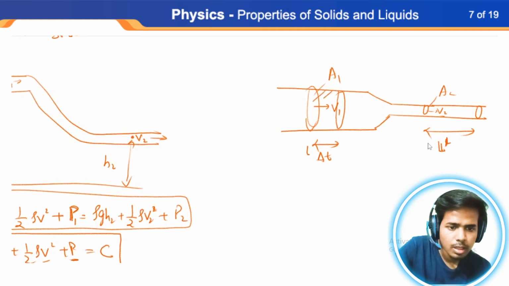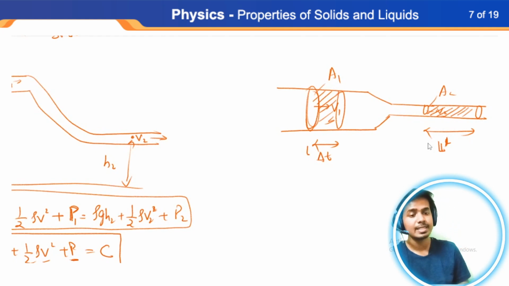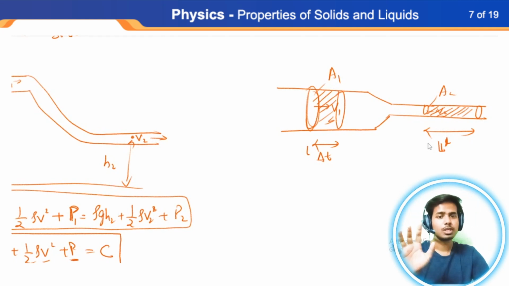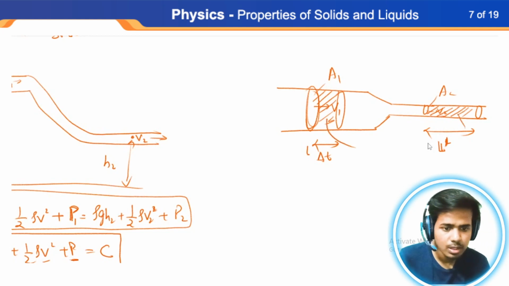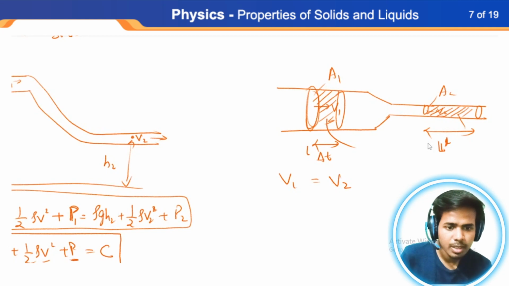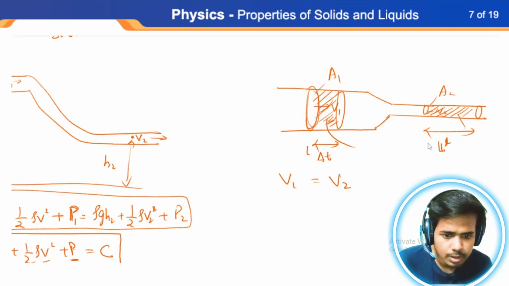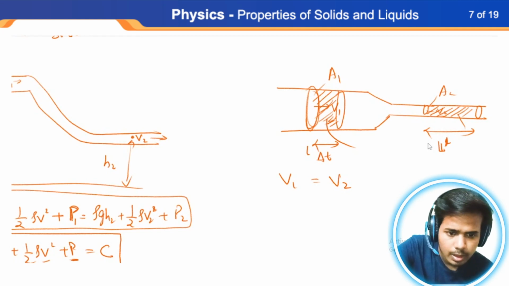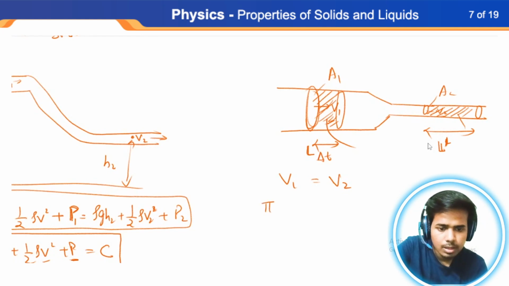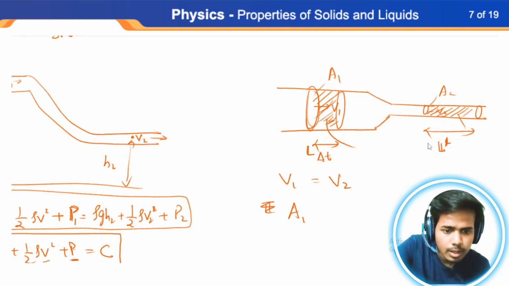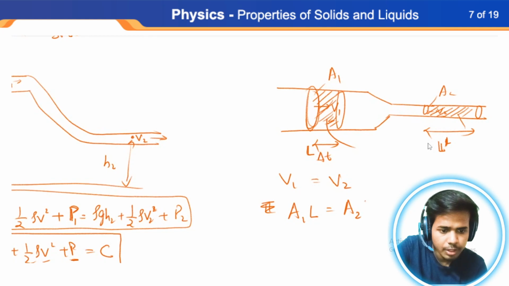What I can say is the volume this area has moved must be equal to the volume which the other side must have moved, because the basic property of fluids is that they are incompressible in nature. So whatever you push, the other side will also get pushed in the same manner. So V1 must be equal to V2, the volumes displaced, and this can be assumed as a cylinder, so A1 into L is equal to A2 into L dash.